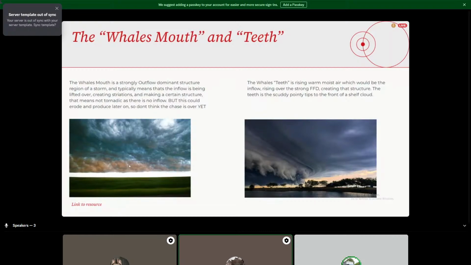Now over here is the whale's mouth, which we did see visibly in the July 15th derecho. This is the inflow and basically all the fuel for tornadoes going up and into the garbage can. This is typically not a great sign.